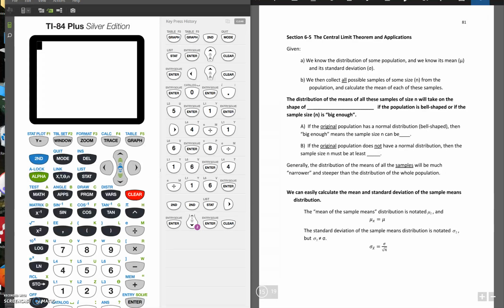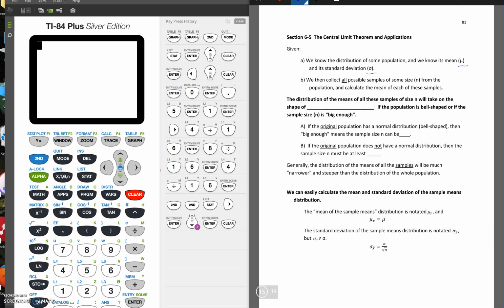In this video, we're going to talk about the central limit theorem and its applications. So we're going to start with these two assumptions. A, we know the distribution of some population, we know its mean and its standard deviation. So those are two things we'll need.